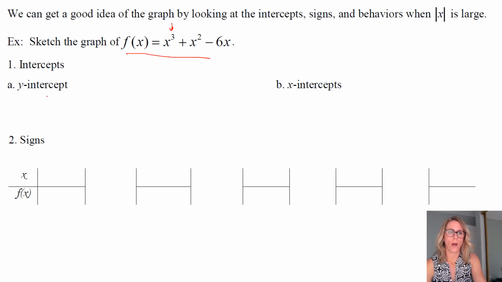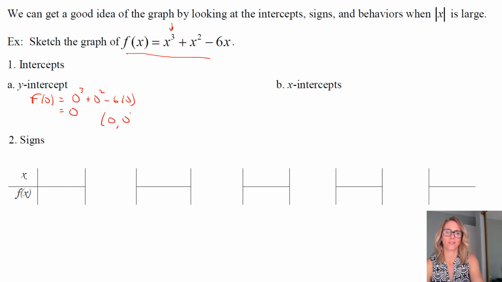If we think about the y-intercept, that is simply finding out what happens when you do f of 0. If we do that, we get 0 cubed plus 0 squared minus 6 times 0, and oh wow, we have 0. So we're going to have the point (0, 0).